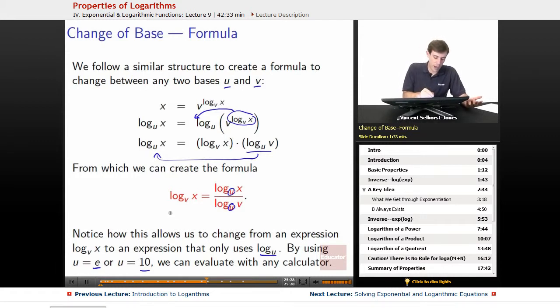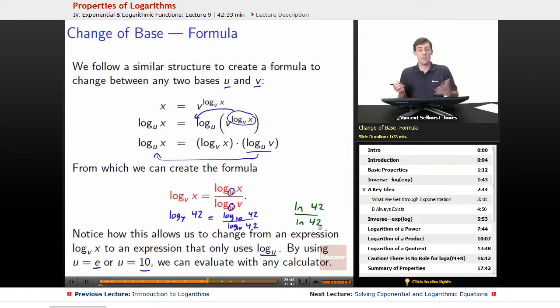So whatever we wind up having, if it's log base 7 of 42, then we can change it into log base 10 of 42 over log base 10 of 7, or alternatively we could have changed it into natural log of 42 over natural log of 7. Both would wind up giving the same thing, and we'll see what it is in the examples.